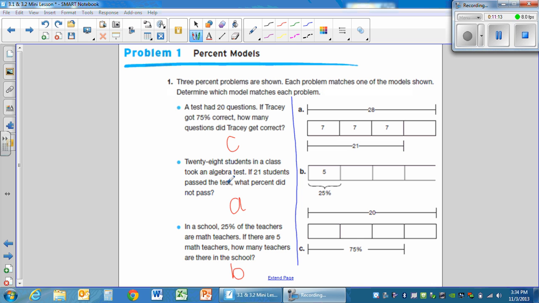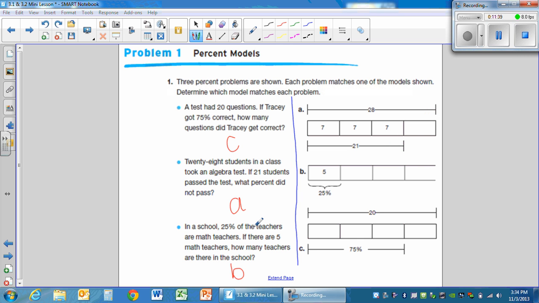The second percent problem says 28 students in a class took an algebra test. If 21 students passed, what percent did not pass? That matches up with model A. Shows the 28 total students that took the test, and then on the bottom it shows the 21 students that passed, and then we're looking for what percent did not pass, which would be shown right here in the model.